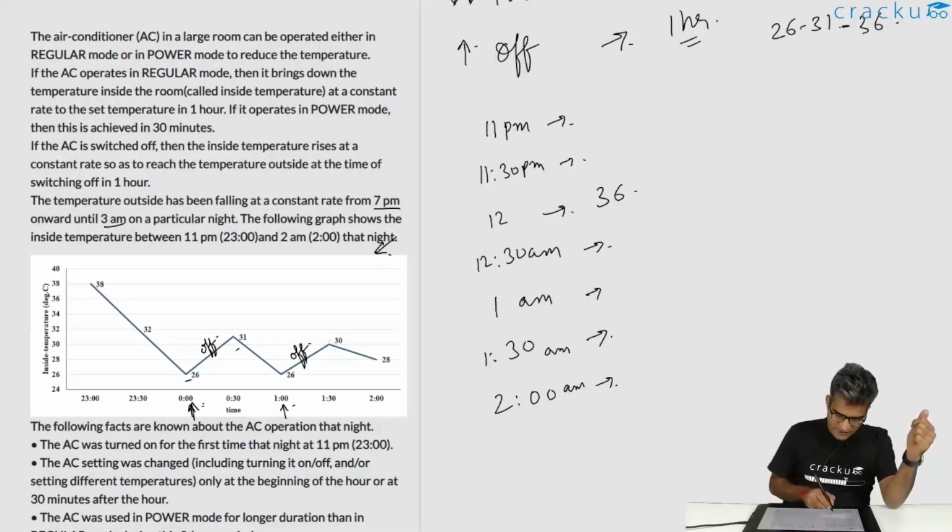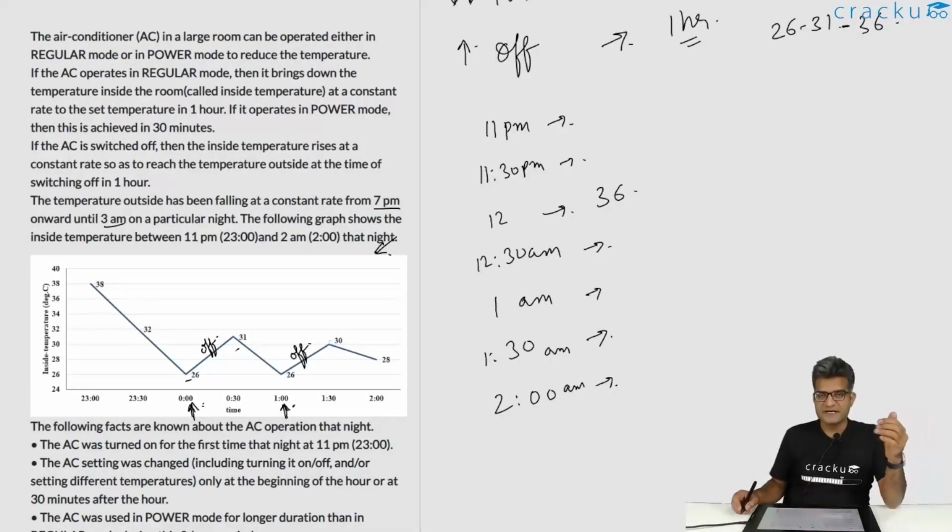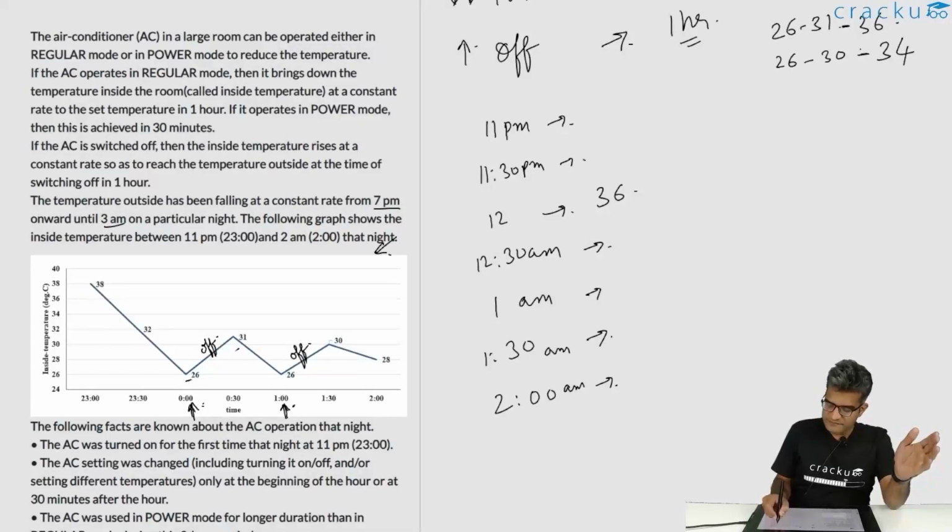Similarly, if you are looking at 1 a.m. when the AC was shut off, the temperature in the room was 26. After half an hour it became 30. After another half an hour it would have increased by another 4, so it would have become 34. So the temperature outside when the AC was shut off at 1 is 34.